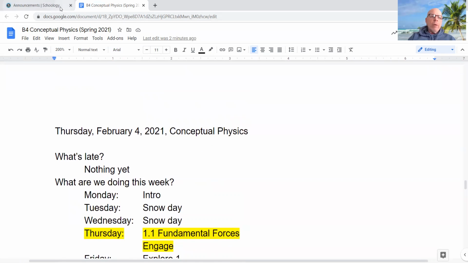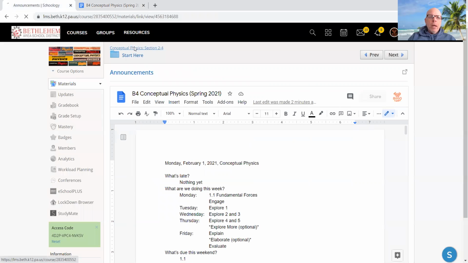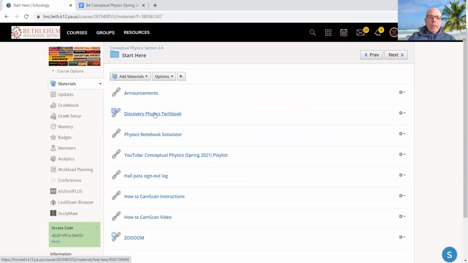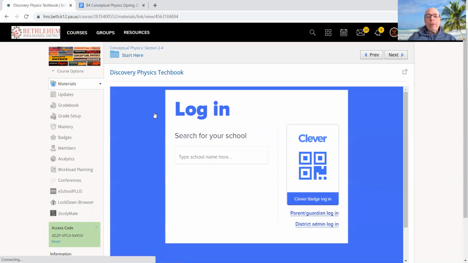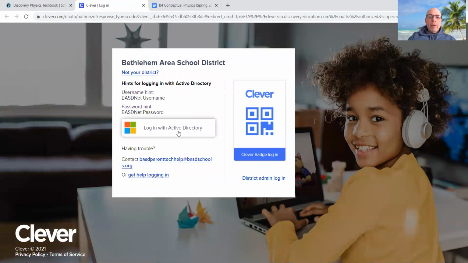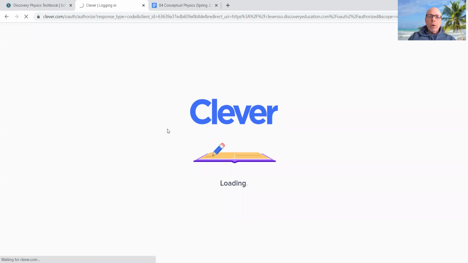Okay, so going back to the Schoology course page, after you've looked at the announcements, then you go to the Discovery Physics Tech Book. You don't have a textbook, you have a tech book. And you have to log on through Clever. I like to open up a new tab. You have to log in through Clever. I don't know how you do that. This year is the first time I've ever done it. So I guess it remembers me because I clicked on it and it logged in.